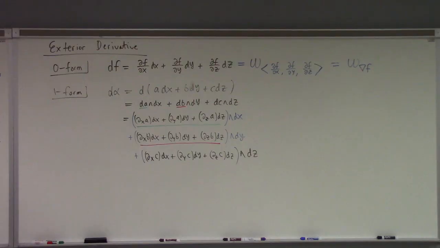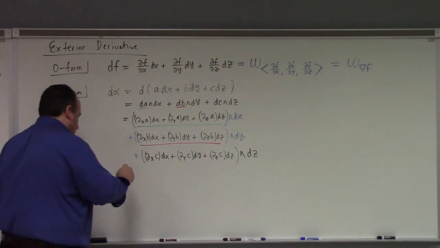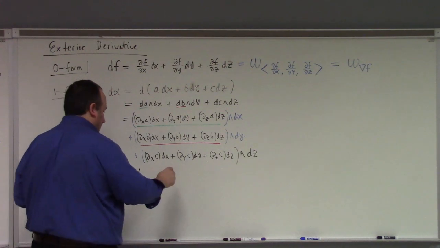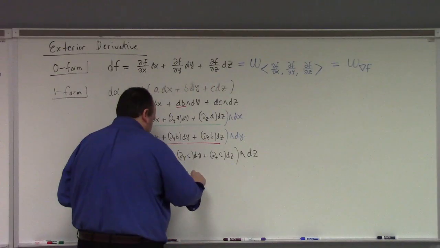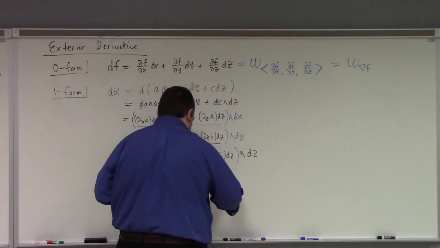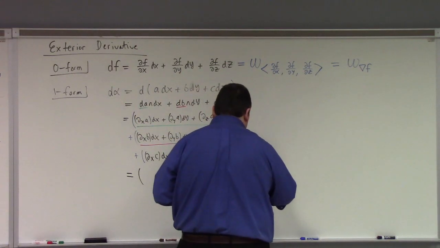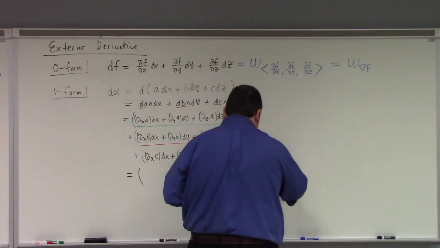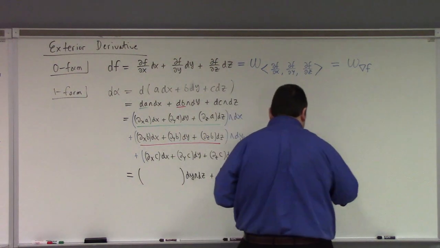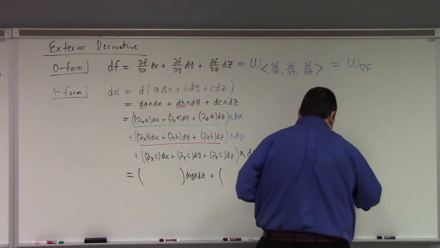Now, there are 9 possible terms here, but only 6 survive, right? What are the survivors here? You've got your dy wedge dz term, you've got your dz wedge dx term, and then finally, you've got your dx wedge dy term, right?